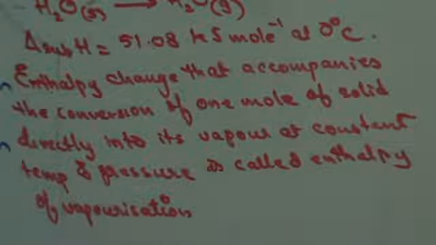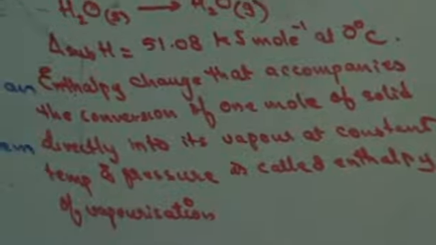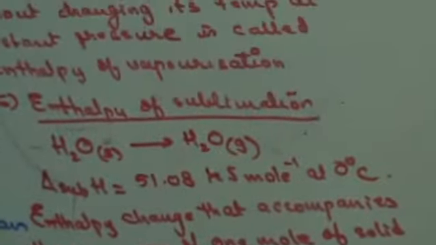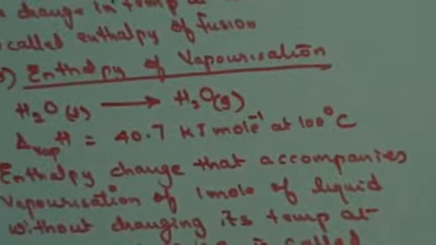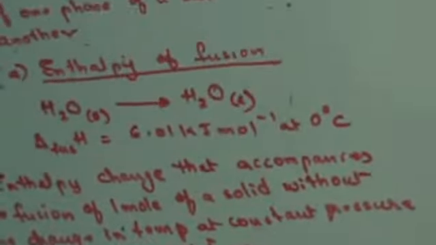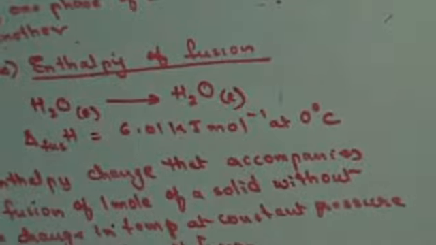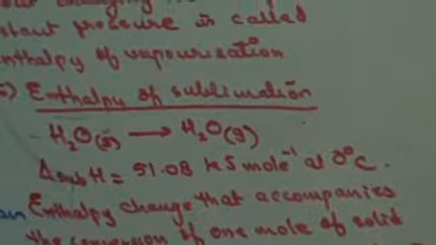So these three are enthalpy of phase transition. If they ask you what are the different types of enthalpy of phase transition, there are 3 different types. You can have enthalpy of fusion, enthalpy of vaporization, and enthalpy of sublimation. Fine, do we get this? Next, let's see what are the enthalpy of atomic or molecular changes.